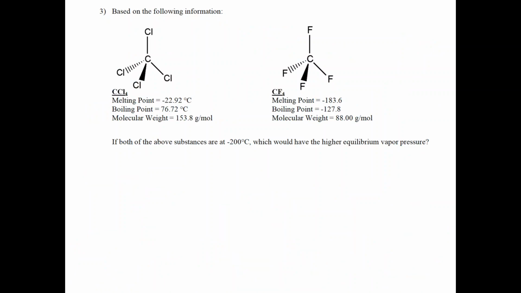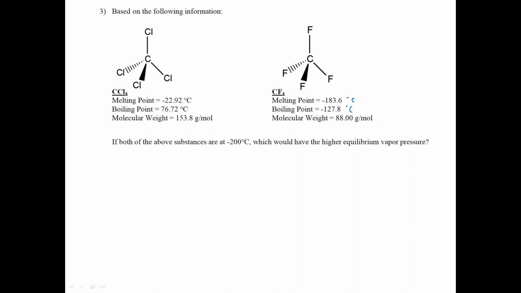So based on the following information, where we have carbon tetrachloride, CCl4, with a melting point of negative 22.92 degrees Celsius, a boiling point of 76.72 degrees Celsius, and a molecular weight of 153.8 grams per mole, compared with carbon tetrafluoride, CF4, a melting point of negative 183.6, a boiling point of negative 127.8. Those should be degrees Celsius. Sorry, that's not written in there. All right, and a molecular weight of 88 grams per mole.